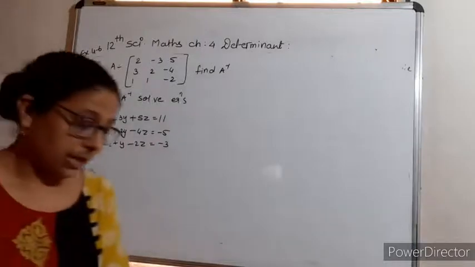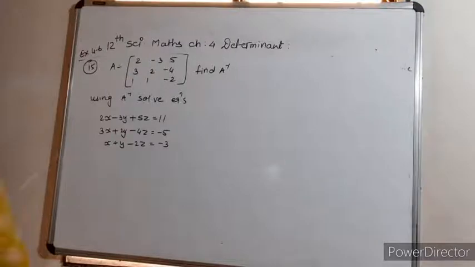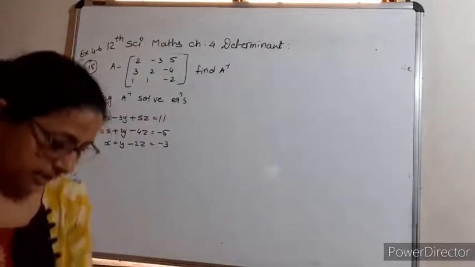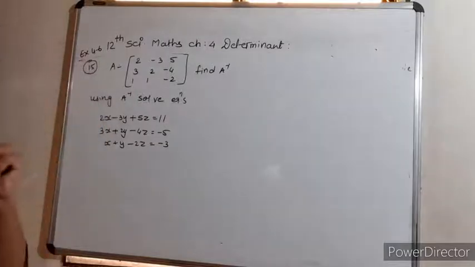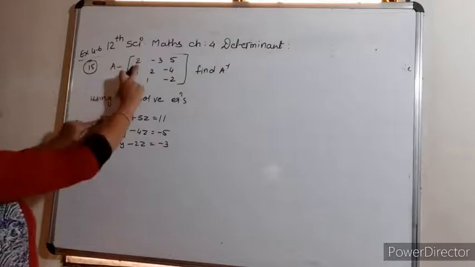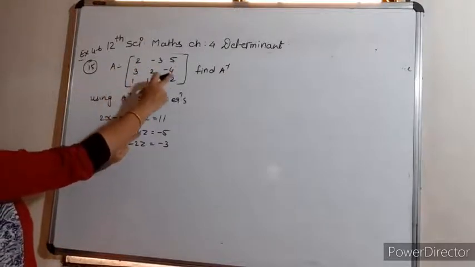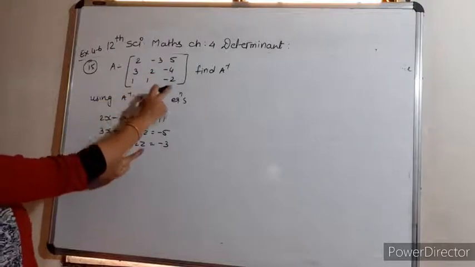Now it is reversed. Here in the 1 to 14 question, the equation is given and you have to solve it by A inverse. Here it is the same way. Question number 15, you have to find the A inverse and you have to solve the equation. So we have to find its A inverse. Here you see 2 minus 3 5, 3 2 minus 4, 1 1 minus 2.